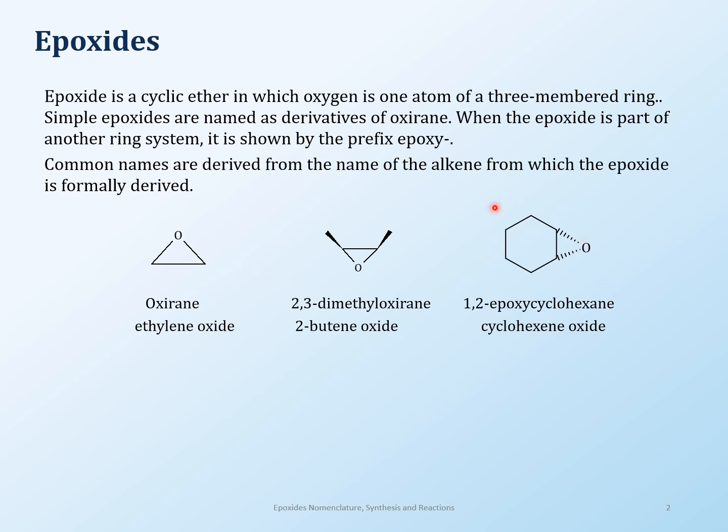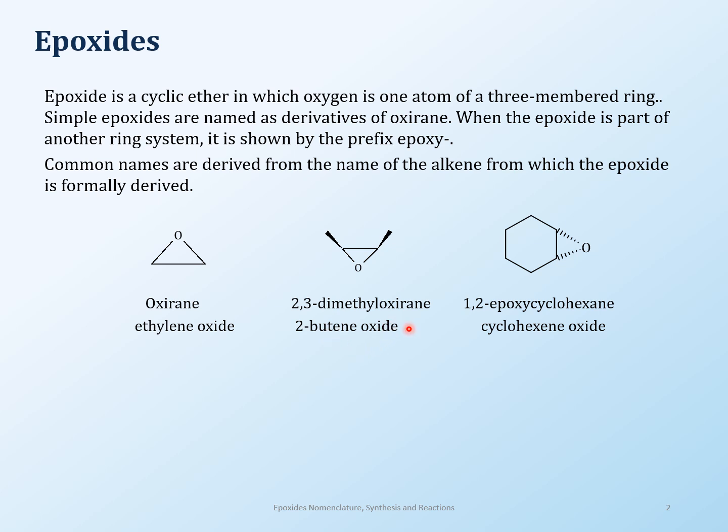So here, for example, the last structure that we have here is 1,2-epoxy cyclohexane. So on the cyclohexane, on the 1 and the 2 carbon, there is an epoxy group. That's it. So it's not such a complicated nomenclature per se, and I'm not going to do anything more.